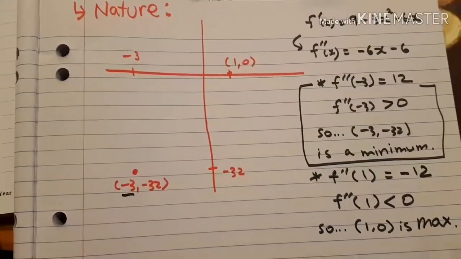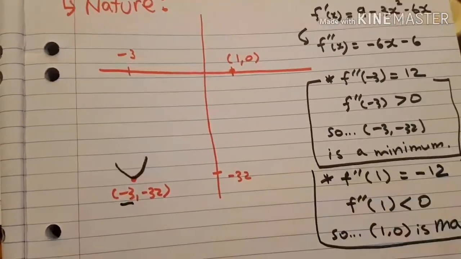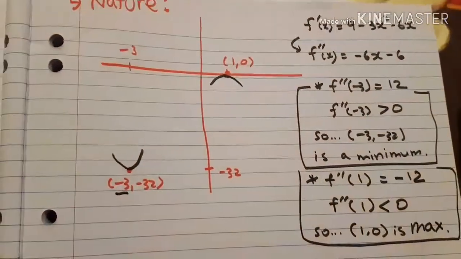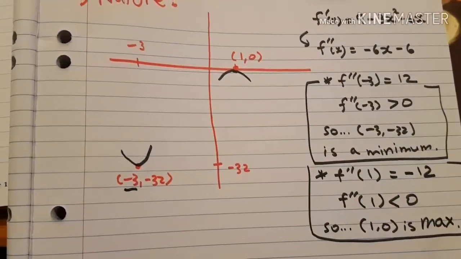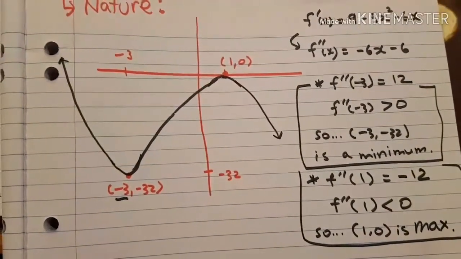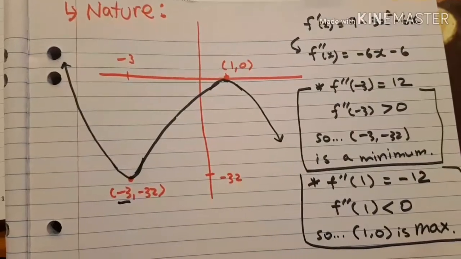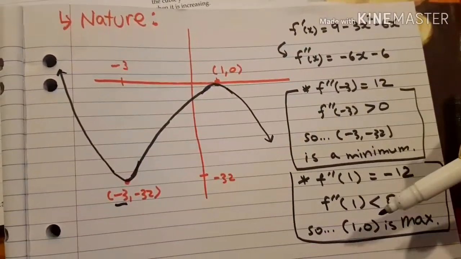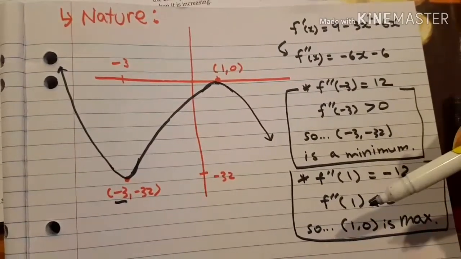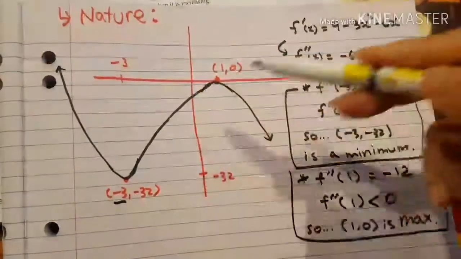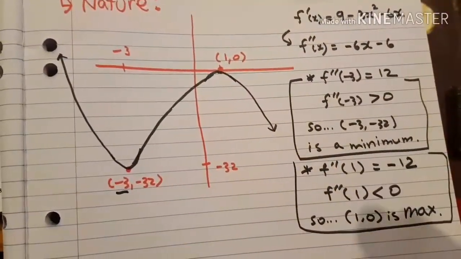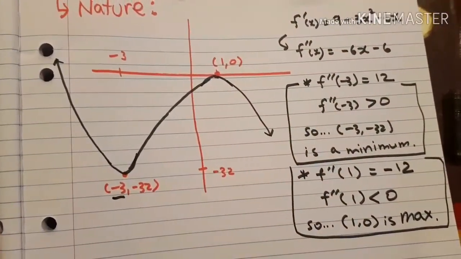Remember, this one is the local minimum, and the other one is the maximum. And I'm just going to link it together like this. People, you need to show this proof of test in order to find out whether it's a maximum or minimum. You need to show this. However, you can check it with the calculator.